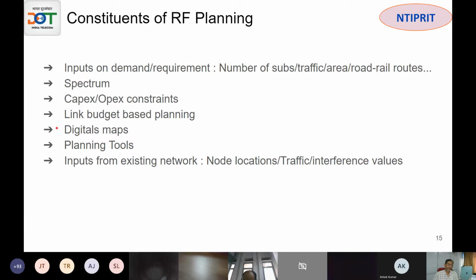Then of course digital maps. So nowadays we have got maps of even 5-meter resolution, and earlier we used to manage with 50-meter resolution, then 25-meter came, and then 5-meter, and now we have got 3D maps of big cities also. Then you have got a plethora of planning tools available to you. So using all these tools, you can give all these inputs.